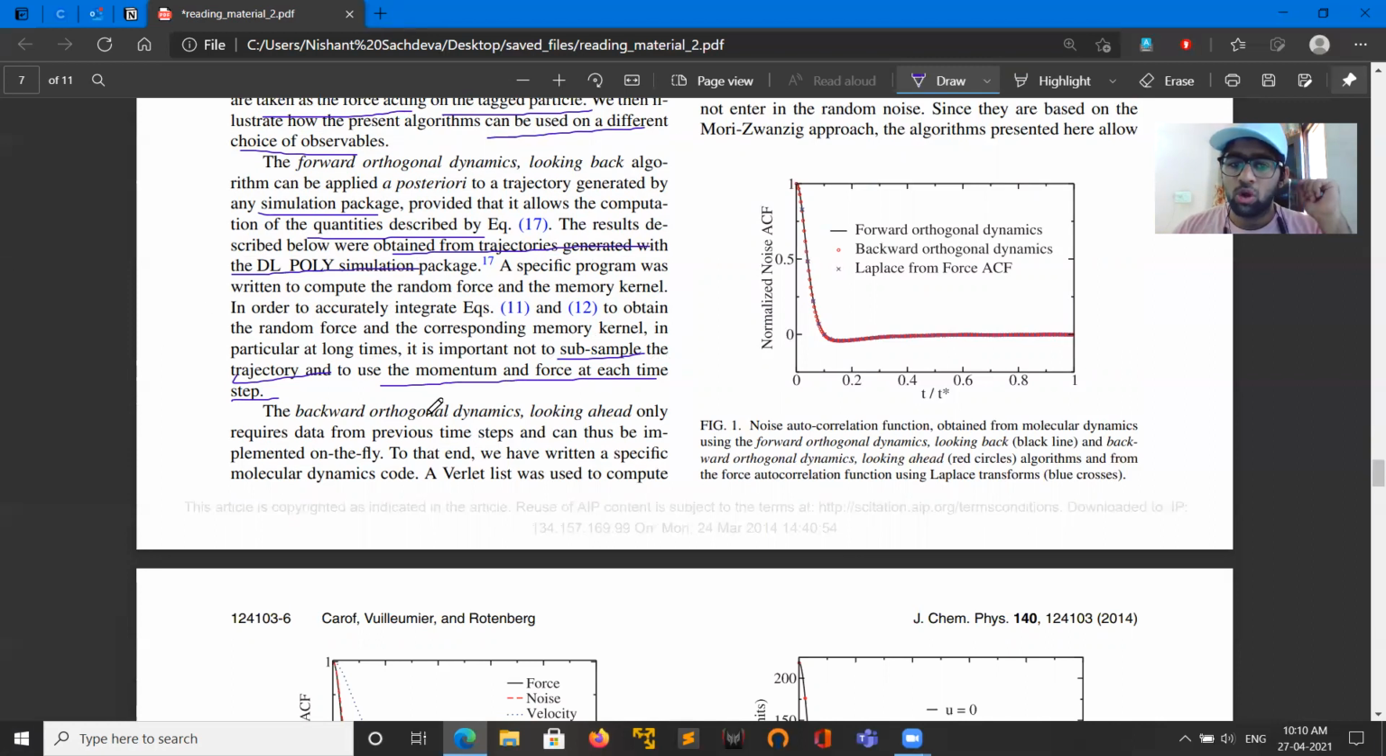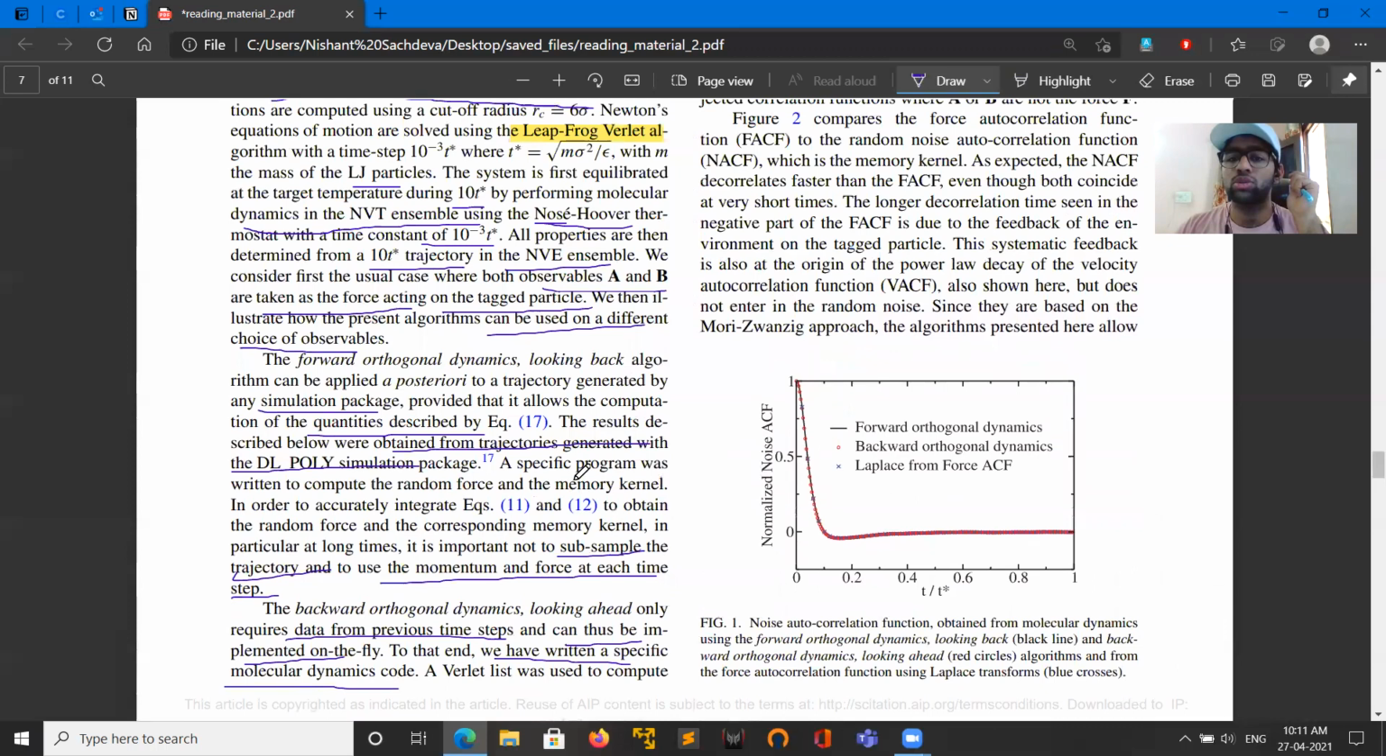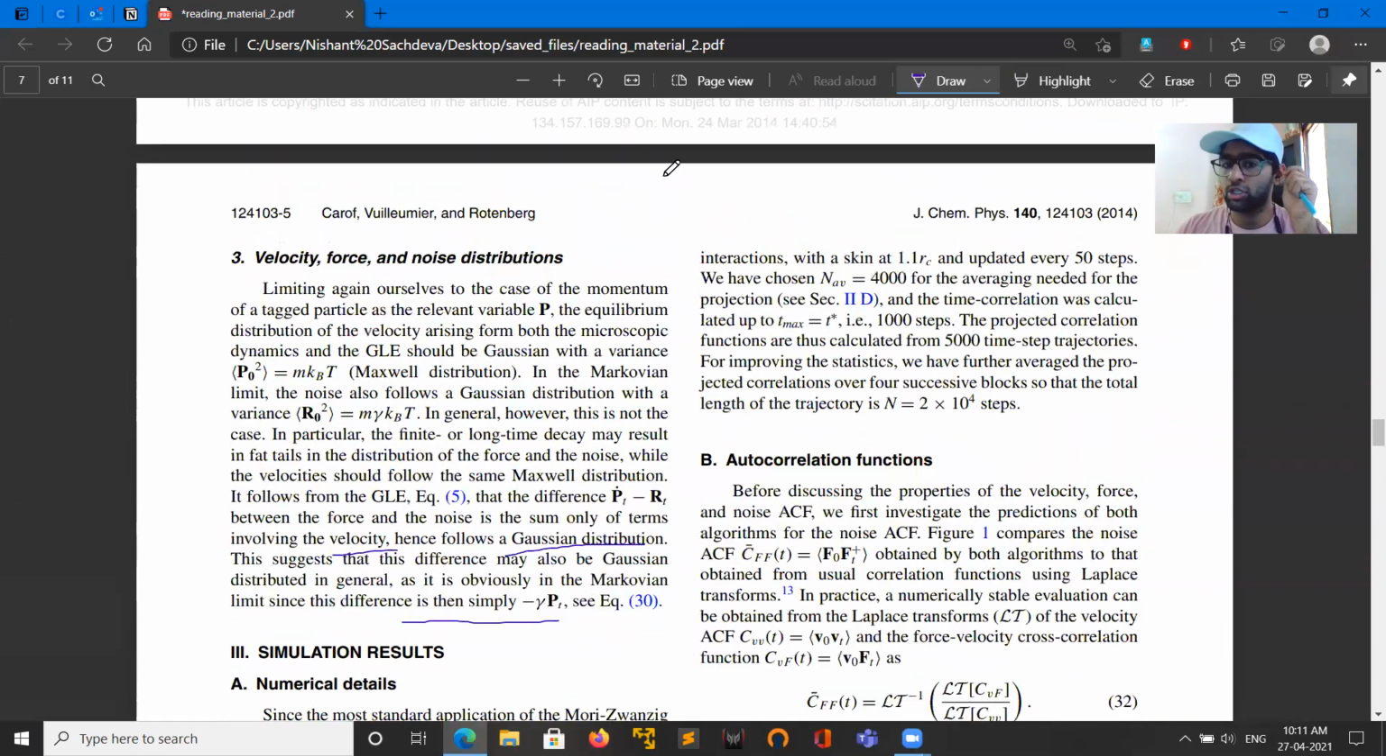The backward orthogonal dynamics looking ahead only requires data from the previous time steps and can thus be implemented on the fly. To that end, we have written a specific molecular dynamics code. A Verlet list was used to compute interactions with a skin at 1.1 RC and updated every 50 steps.